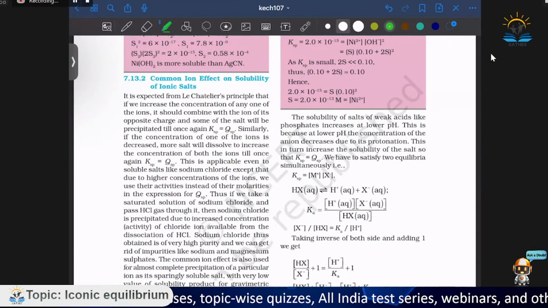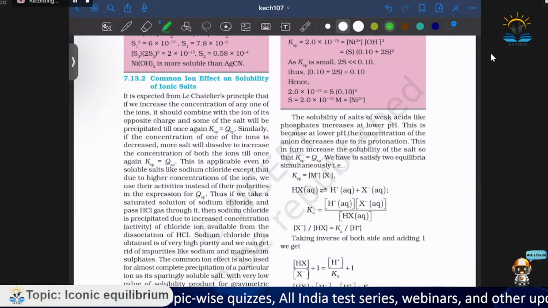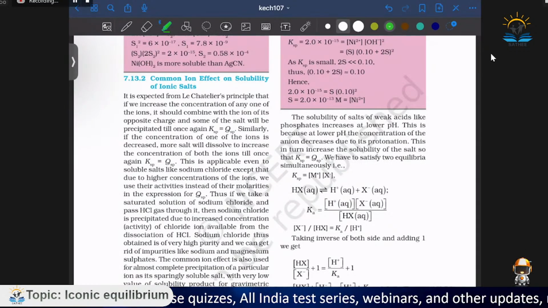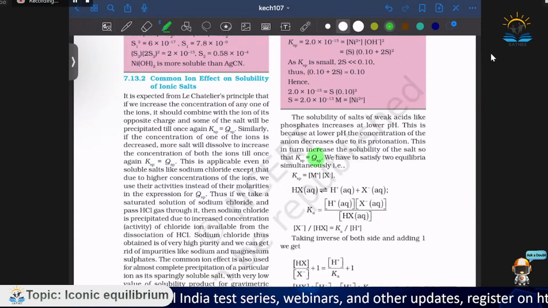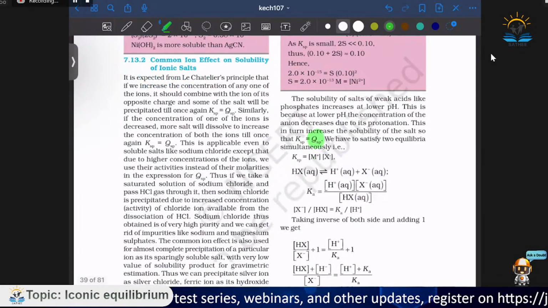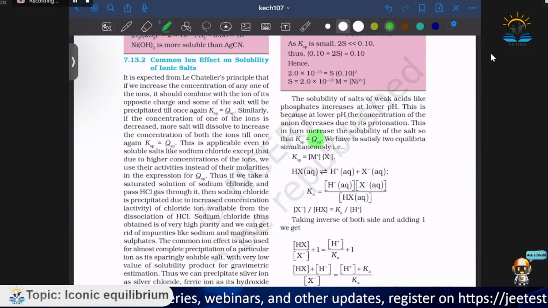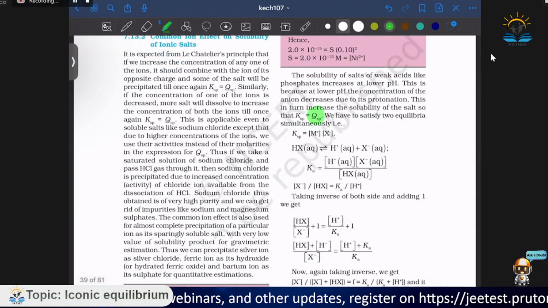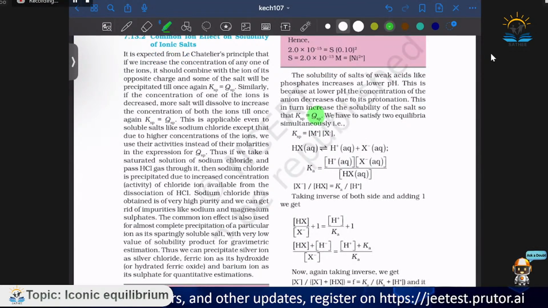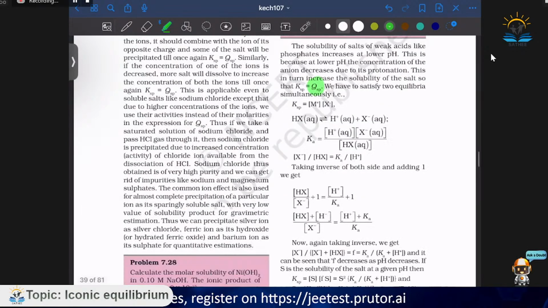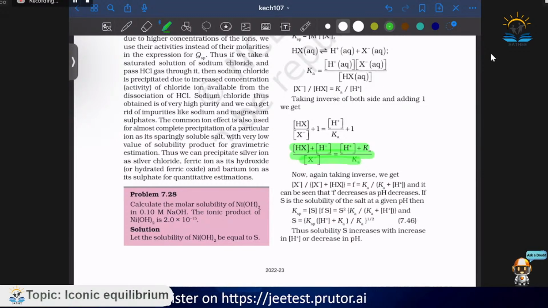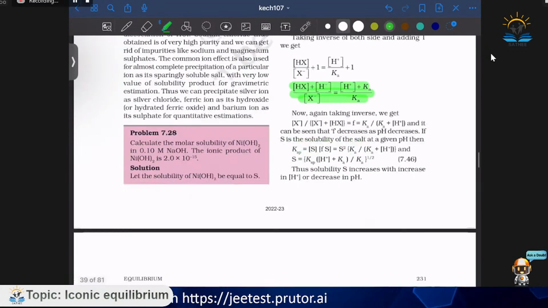The thing in the common ion effect is that it moves the equilibrium to one side, and this condition of not-established equilibrium is defined by QSP. KSP is at equilibrium only, and QSP is otherwise. You have to satisfy two equilibria here when you are having your common ion effect. This is the formula which you need to remember.